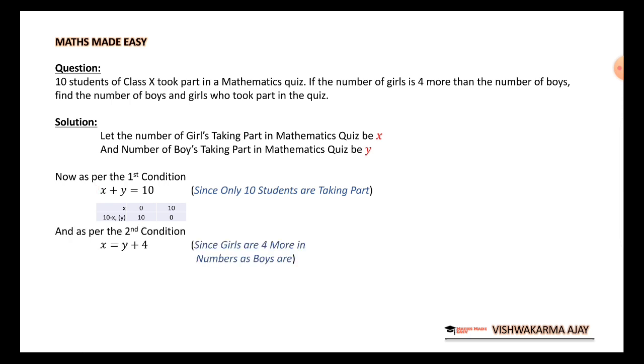And as per the second condition, girls are 4 more in number than boys. So girl is equal to y plus 4, that is x is equal to y plus 4. Again we are going to find the values of x and y by substituting. Let us put x equal to 0. If x is equal to 0, then what's the value of y? This 4 is coming here, y is equal to minus 4. If I substitute y as 0, then the value of x is equal to 4.